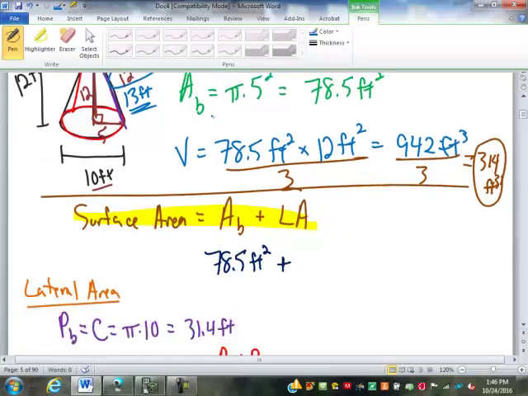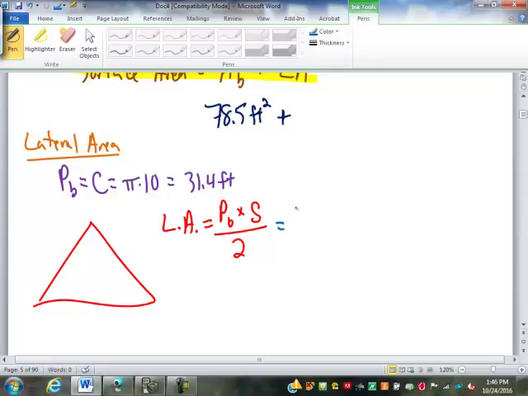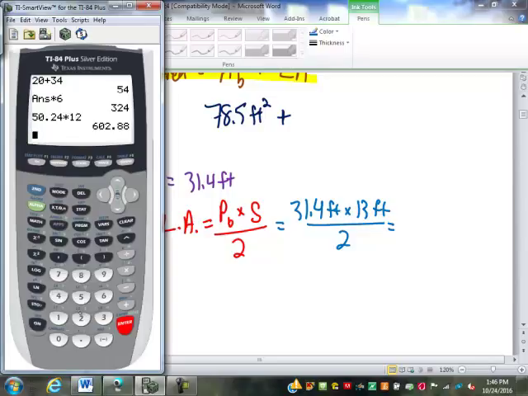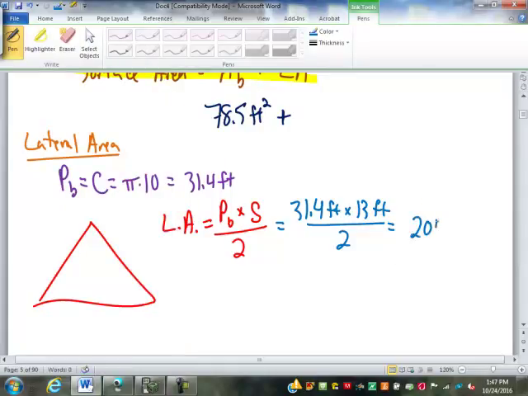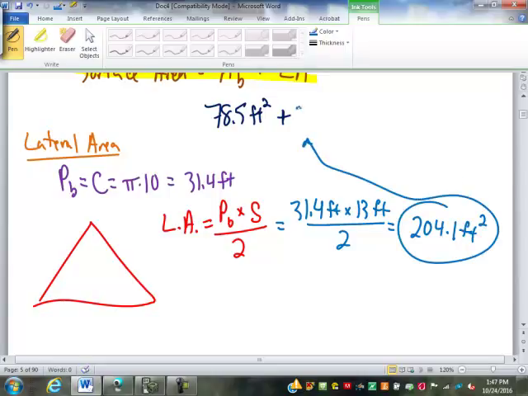You got it? Okay. So, for our lateral area, it's the perimeter of the base, the 31.4 feet, times that slant that is 13 feet, over 2. I'm going to be lazy. Pull up my calculator. 204.1 square feet is that lateral surface area. Add that to the 78.5 square feet we already have. That's 282.6 square feet of total surface area.